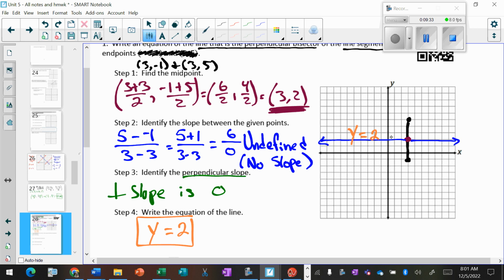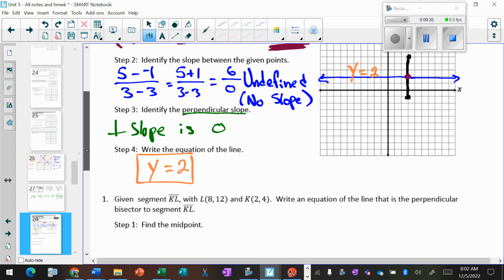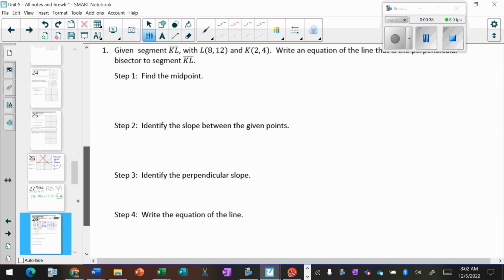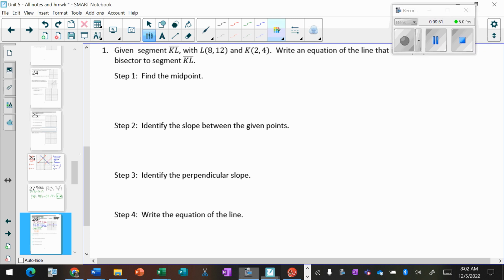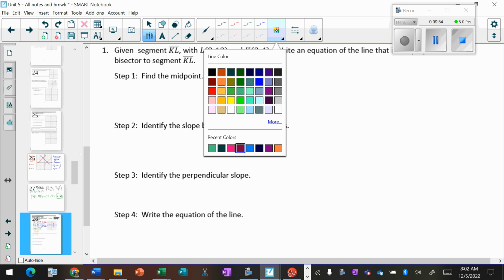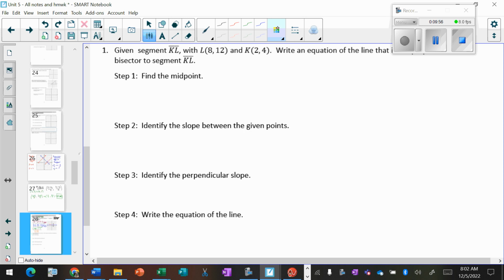So let's do an example that's not vertical and horizontal and not on a graph. We're not going to use the graph for this one. All right, given the segment KL with point L at (8, 12) and K at (2, 4), write the equation of the line that is the perpendicular bisector to segment KL. So first thing we want to do is get our midpoint. So I'm going to slow down. I'm going to let you find the midpoint first. Then I'll do it and we'll see if our numbers match.